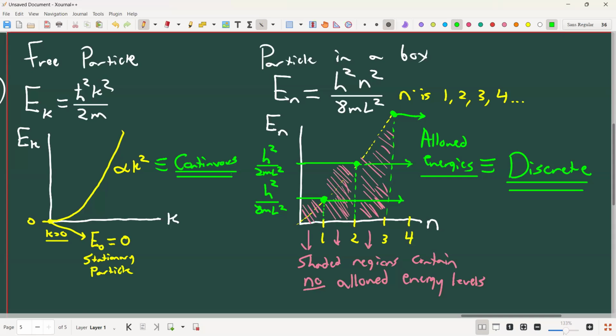I pointed it out. Notice that the lowest energy state for the free particle is zero, no motion. h bar k is zero, that means momentum is zero. It's completely and utterly stationary. What about n equals zero? Do we have a zero energy level for the particle in the box? Well, let's go look. The question is this: did I forget n equals zero, or is it just n equals one?